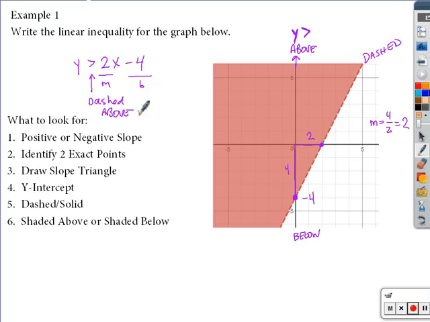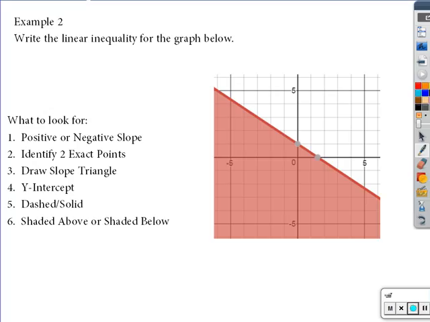Let's take a look at another example. Write the linear inequality for the graph below. So again, go through here and just kind of start to determine some of the pieces of this. It's a solid line, so it's going to have an equal to. If this is above and this is below, it's now shaded below. So it's going to be less than or equal to. All right. Find two exact coordinates. It looks like there's one here, and it looks like there's one here. All right. I have a down 2 and an over 3.